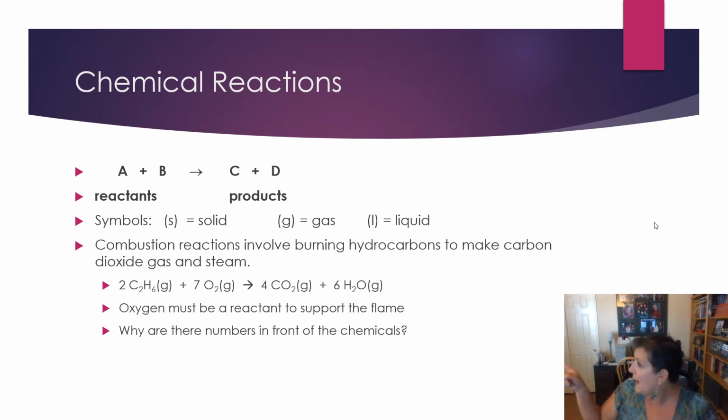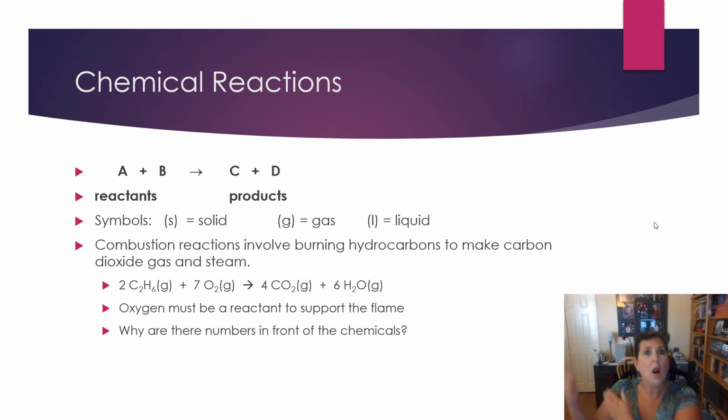So if you look at this reaction right here, we have 2 molecules of C2H6, which is a gas, plus 7 molecules of O2 gas, which is oxygen, making, with the arrow, 4 molecules of CO2, carbon dioxide gas, and 6 H2O gas, which is steam, 6 molecules of steam. So you need to recognize something like that as a combustion reaction.